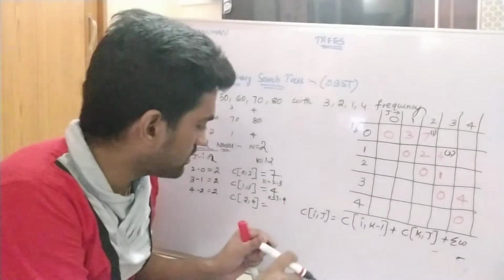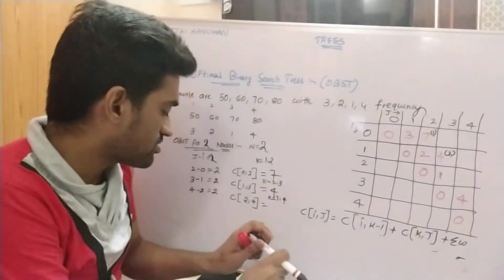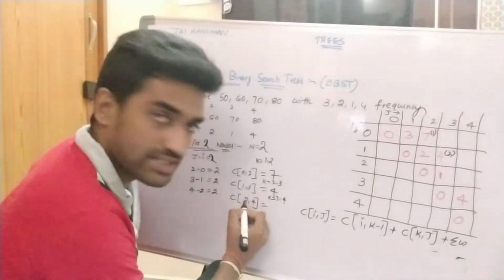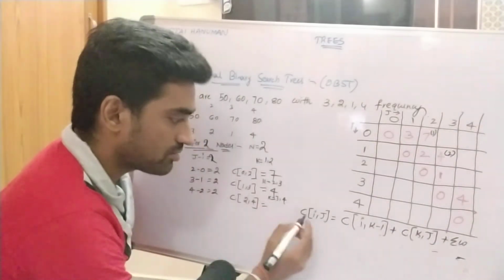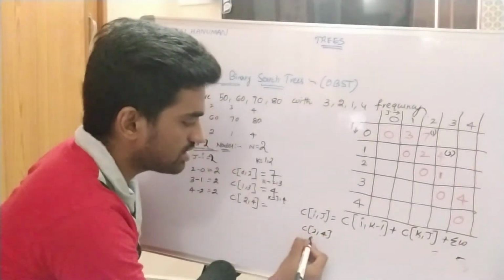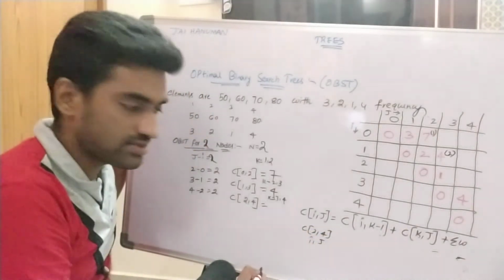Here I am finding the cost of 2 comma 4. So the cost of 2 comma 4, with the help of intermediate nodes k equal to 3, 4. Just ignore this value. 3, 4 are the intermediate nodes. Now we are calculating the cost of 2 comma 4. So this is i, this is j.